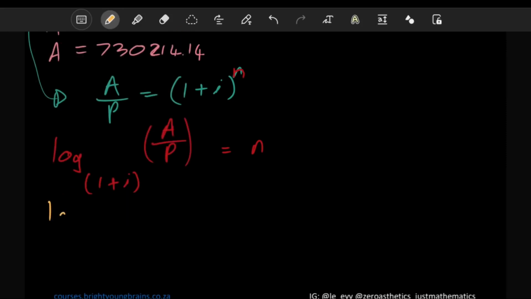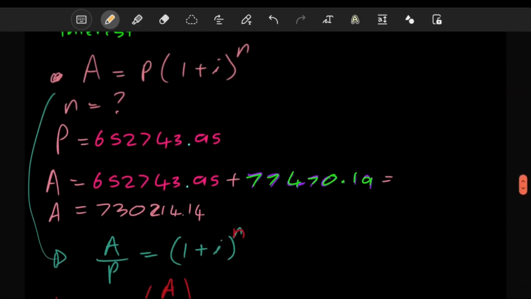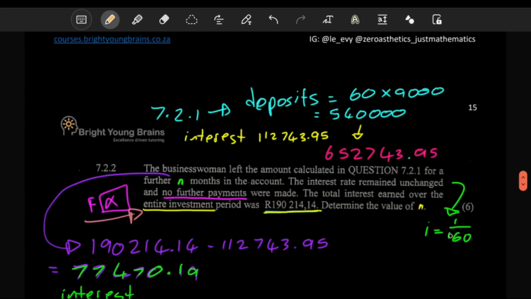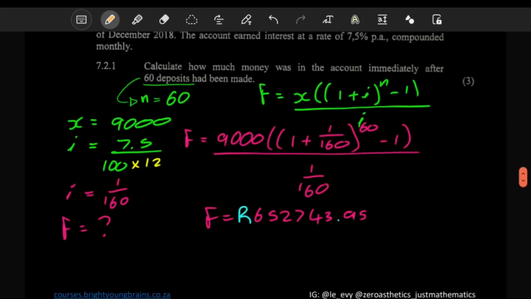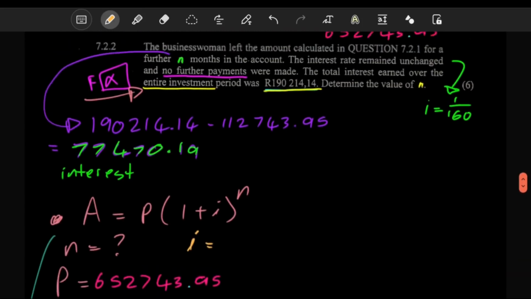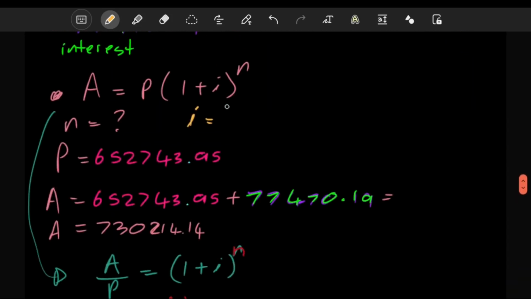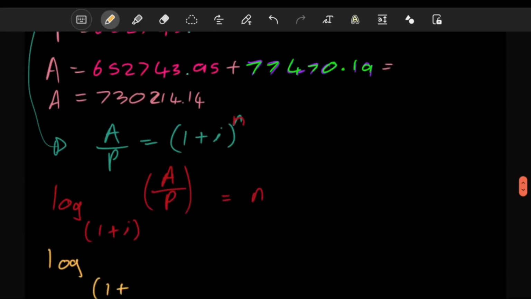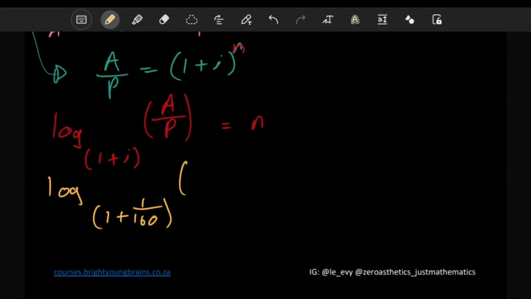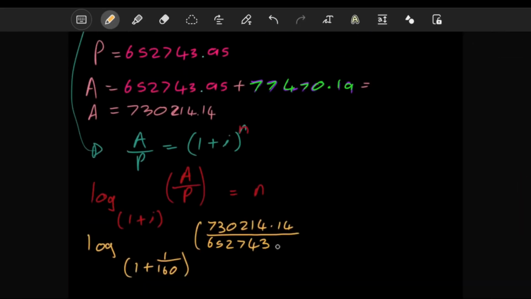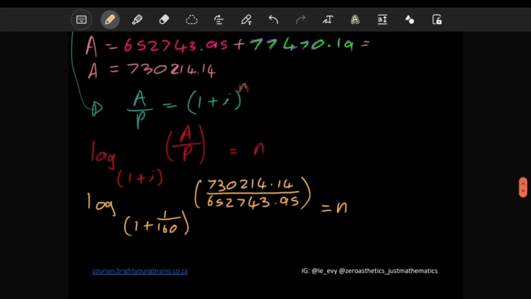You can do it. So here, let's just throw in our values. Our I, remember our interest. Oh, we didn't put I. It's still the same interest from the previous question. They said here the interest remained unchanged. So our I, we still have it, meaning here we can just throw this there. So A, what's A? We said it is this value here. This is going to give you a value for N.